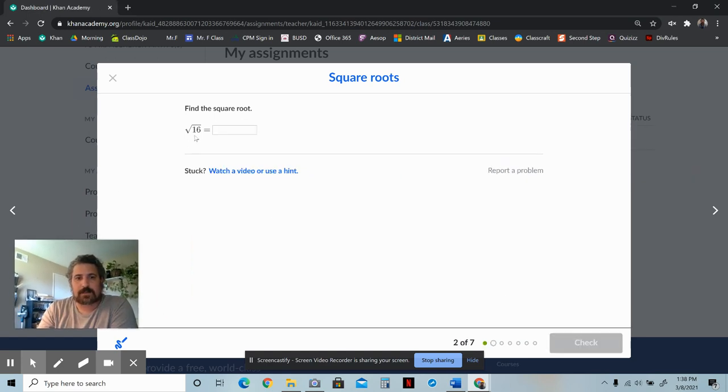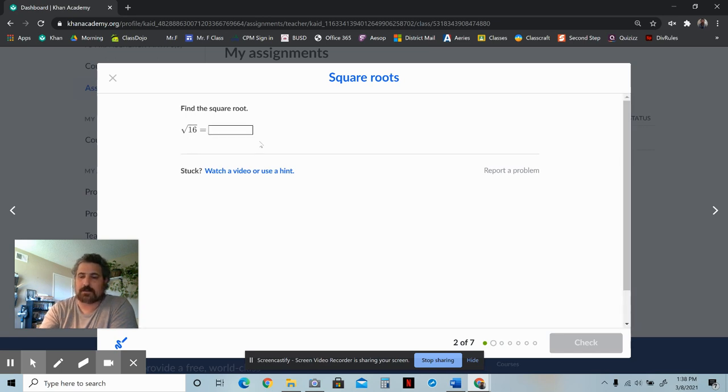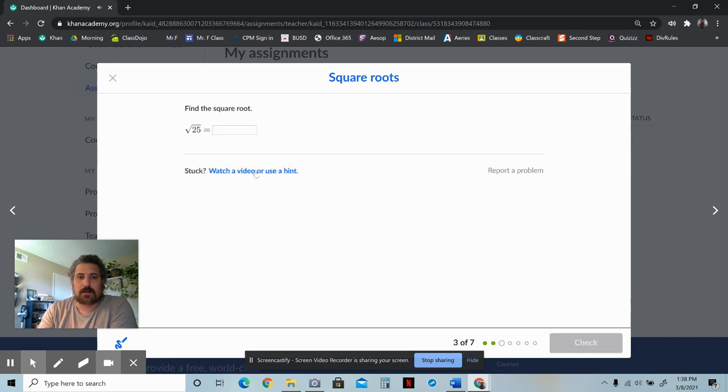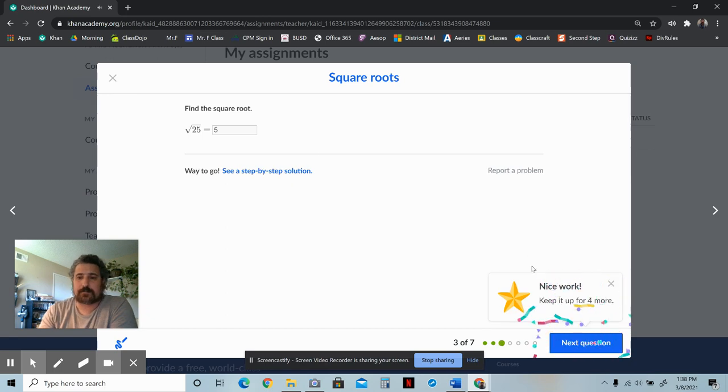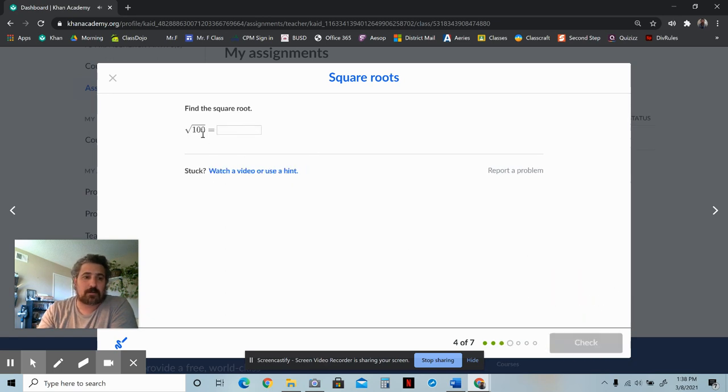So it says find the square root of 16. Well, this is what number times itself equals 16. 4 times 4 is 16. What number times itself equals 25? Square root of 25, that would be 5. Square root of 100, what number times itself equals 100? 10 times 10.